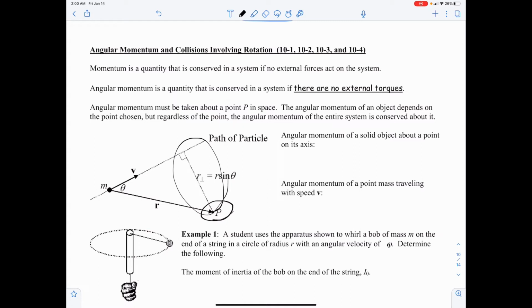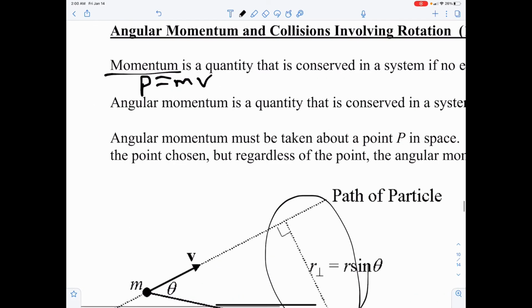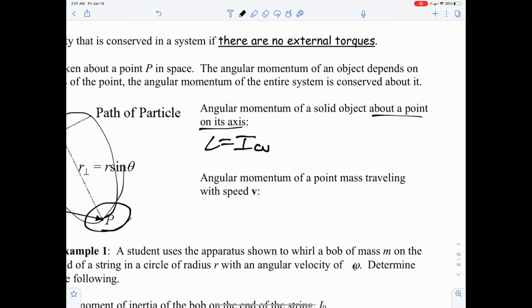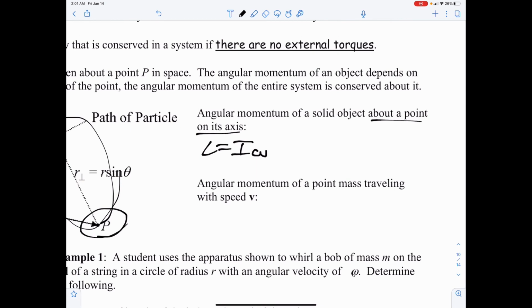Now, for regular momentum, we have P is equal to mv. Now, break this down. That means P translates into L. L is angular momentum. Mass corresponds to I, the rotational inertia, and V corresponds to omega. So the angular momentum of a solid object about a point on its axis is L is equal to I omega. But what's the angular momentum of a point mass?